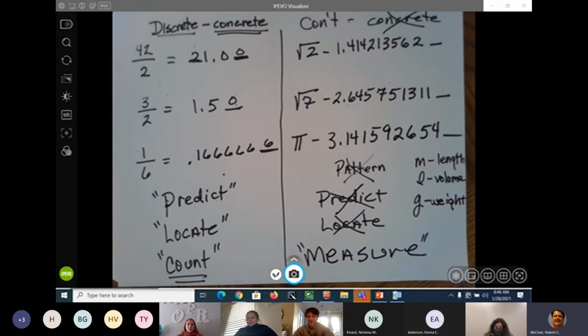So length or distance or height, volume, or what? Weight. What is the height of a tree? That's distance. So height of a tree is continuous. That is a question on my test that half of you will miss, so you might want to write that down. Okay. Height of a tree is continuous. What about the number of cars outside your house?